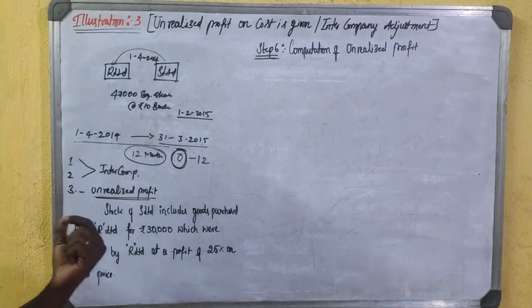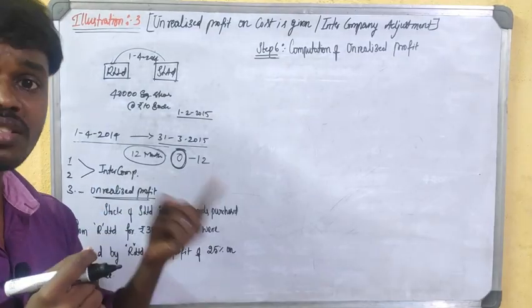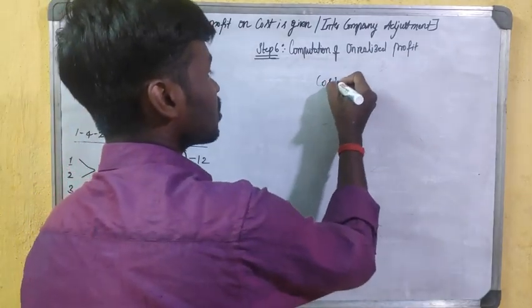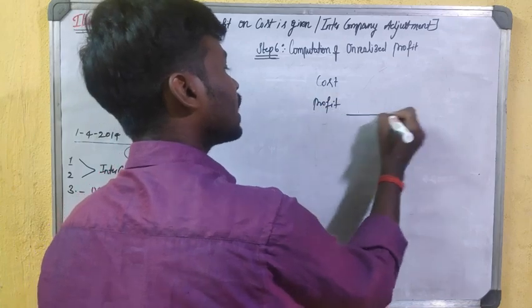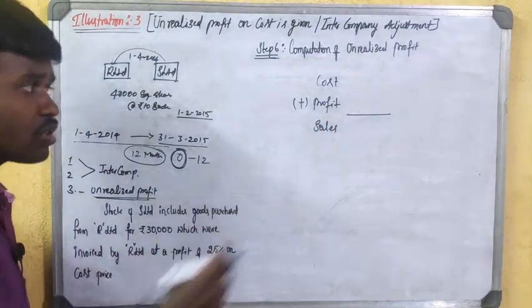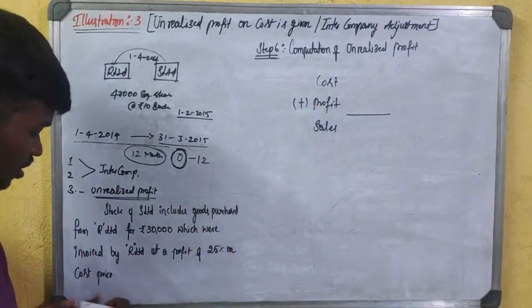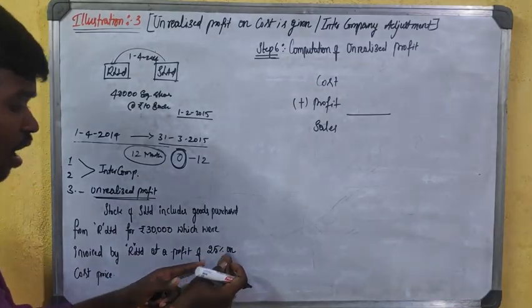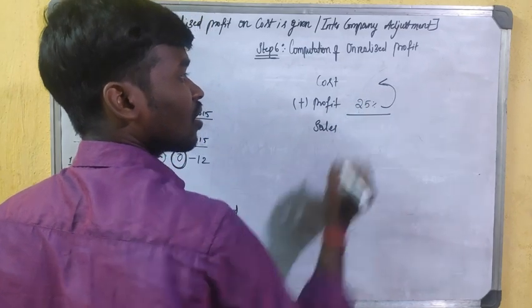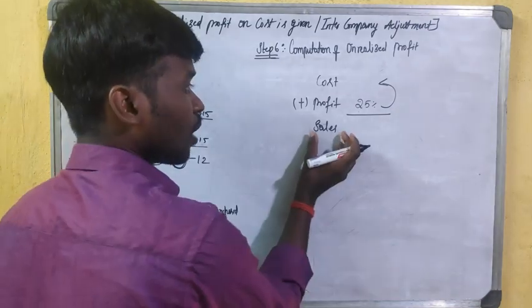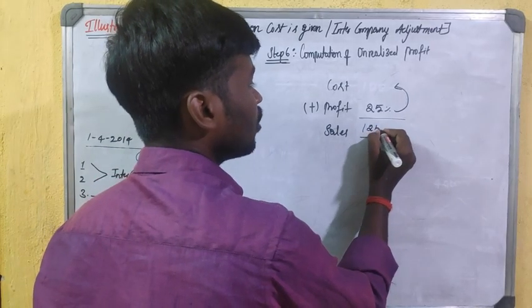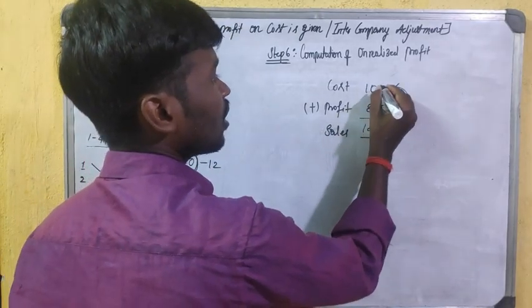So in the previous problem we had 20% profit on sales, so we directly took 20 by 100. So you know the basic calculation, right? That is cost plus profit, you will get sales, is it or not? So here unrealized profit is given based on the cost price. So 25% on cost, in the sense, so ultimately the sales will be 125, then the cost will be 100%.